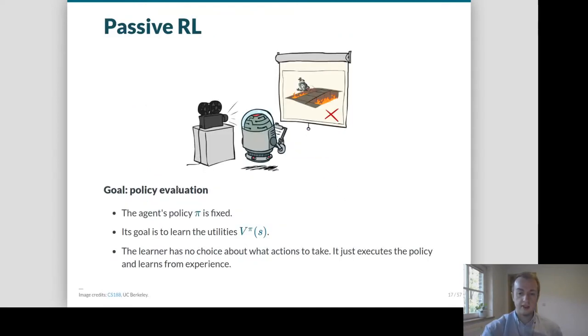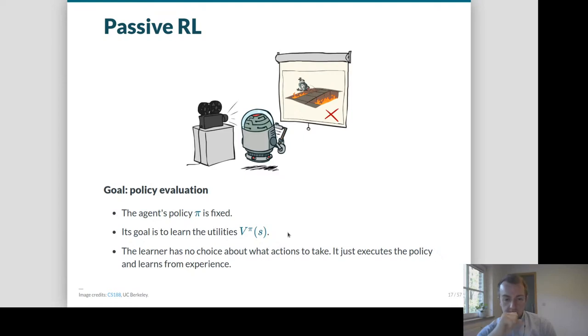All right, so we'll start easy with passive reinforcement learning. And so our goal first will just be to evaluate the goodness of a policy, right? So formally we'll have the agent's policy pi, which is fixed, and our goal will be to learn the utility values, the V values for the policy pi, which gives us the goodness of state S if you were to follow the policy pi, right? Starting from this state onward.